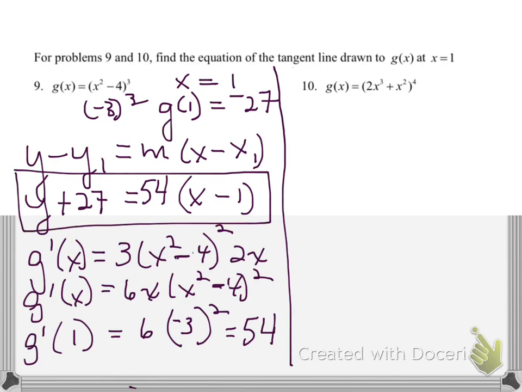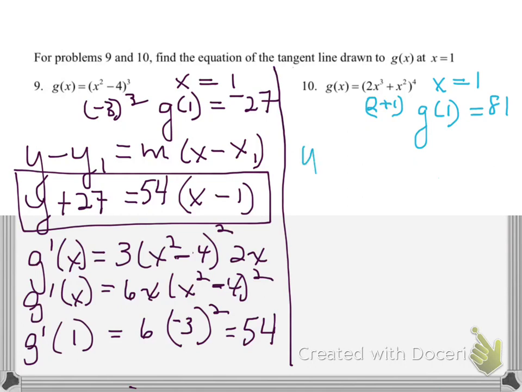Alright, let's go on to number 10, because that's another equation of a tangent line. So let's do the same procedure. I see that x is 1. Let me change my color so that you can tell the difference between the two problems. So right away I know x equals 1. Before I do anything else, I'm going to find out what g of 1 equals. So if you put in a 1, I'm going to have 2 plus 1, which makes that 3, and 3 raised to the 4th power is 81. Alright, so now I have my g of 1.